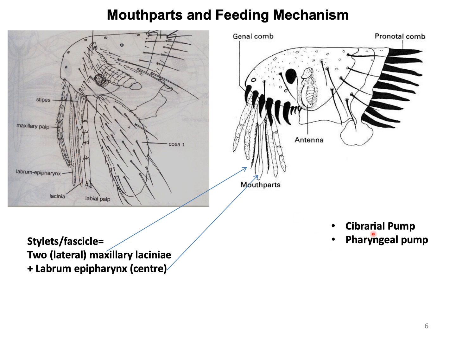So there are two pumps working here. The first one is the cibarial pump, which will suck the blood after the pharyngeal region, and later on from the pharyngeal region to the midgut, blood will be pushed by the pharyngeal pump. And most fleas feed only for a few minutes before moving to another part of the host.